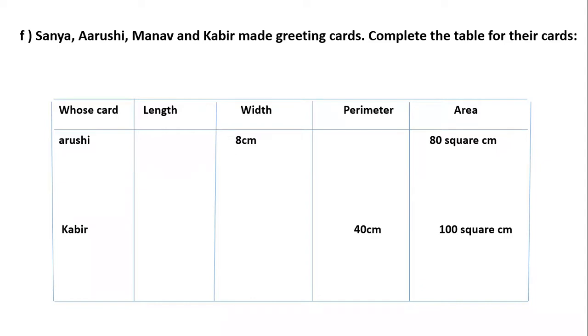4 into side is 40. Side into side is 100. Perimeter is given. Area is given. 4 into side is 40, so what should be the side? Both length and breadth are equal. If you want, you can check here: 10 into 10 only gives 100.